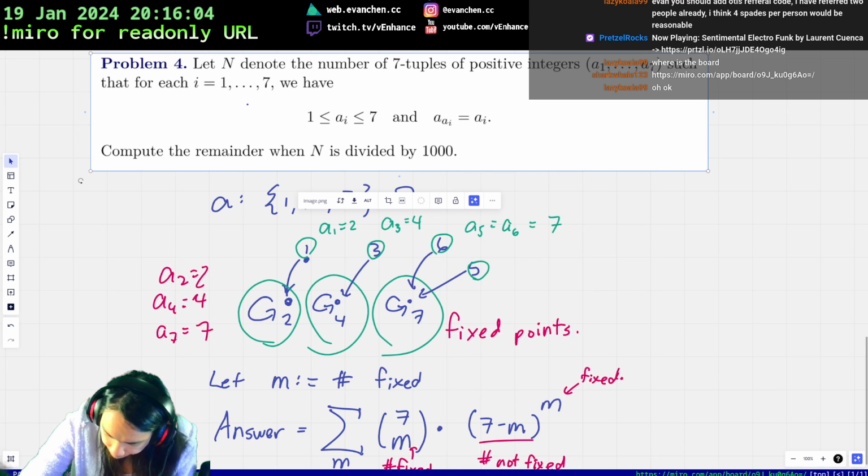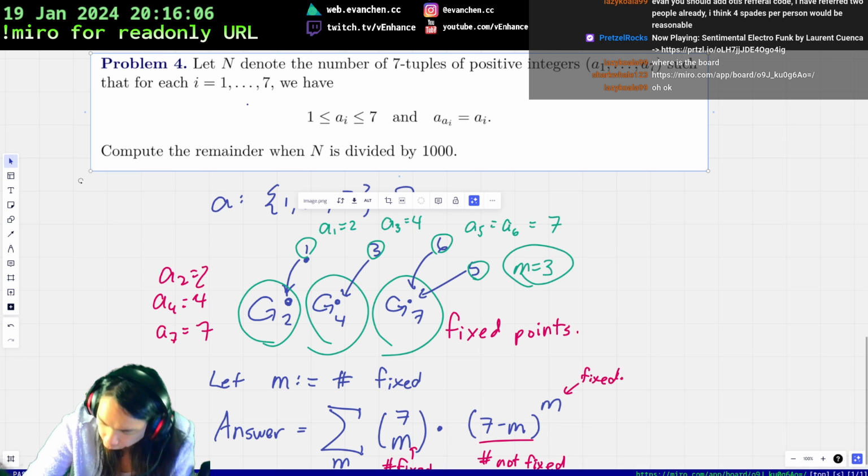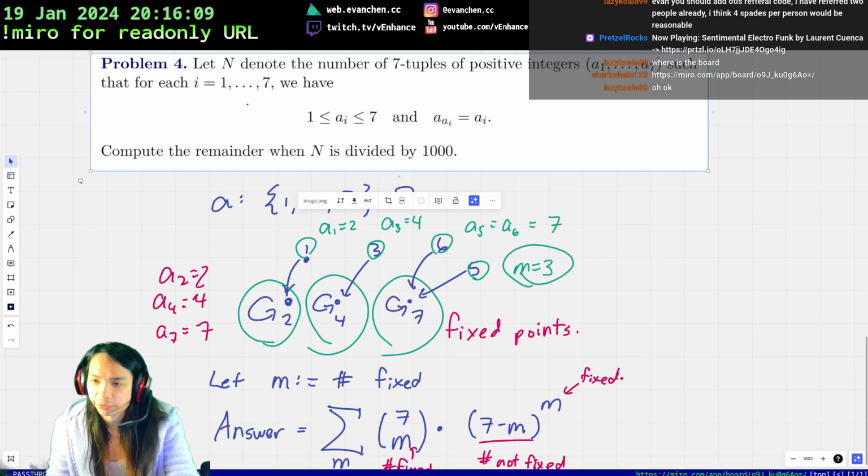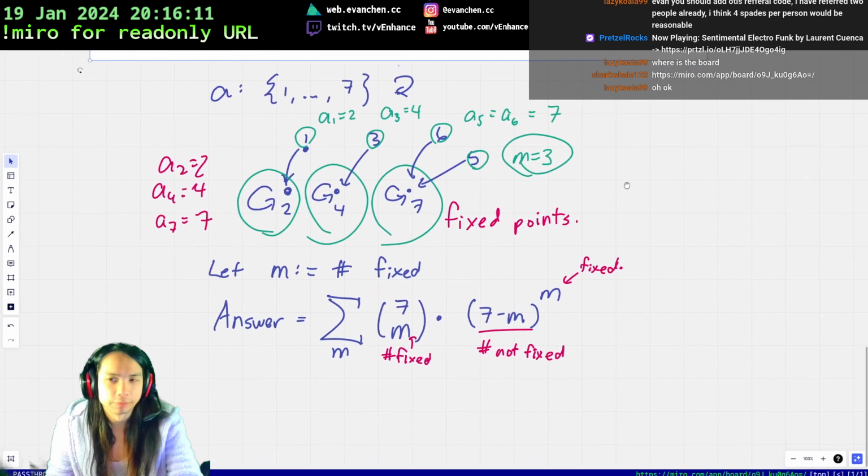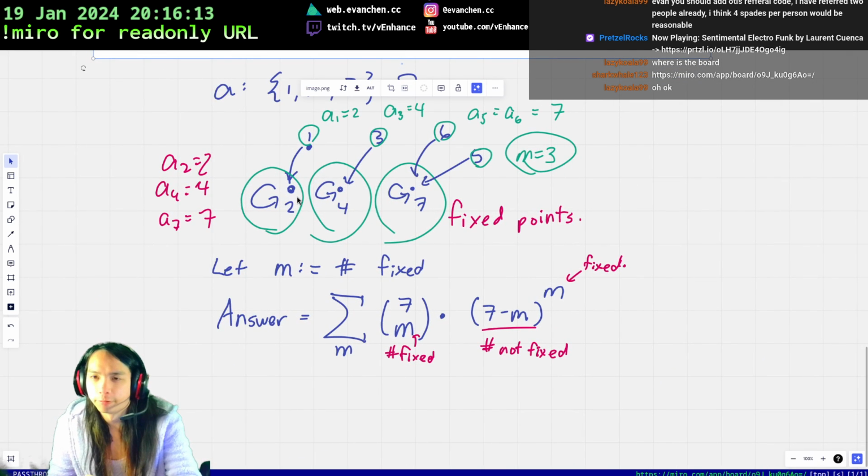So this is an example where m equals 3. I picked 2, 4, 7 to be the fixed points, and then for 1, 3, 6, 5, you just pick for each of them where you want it to go. There are 3 ways, 3 ways, 3 ways, 3 ways. So this is 7 choose 3 times 3 to the 4th. Okay, and then that's just the answer.